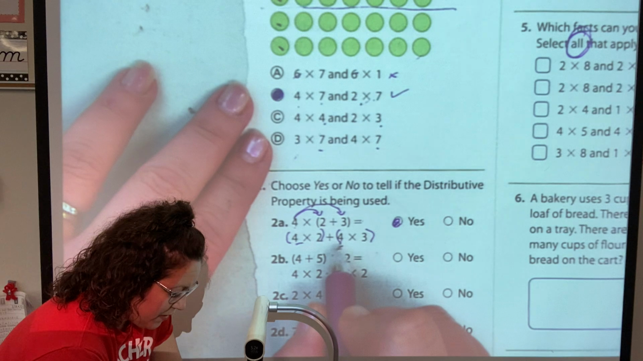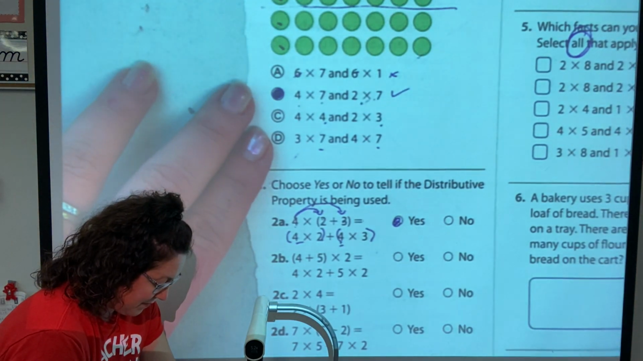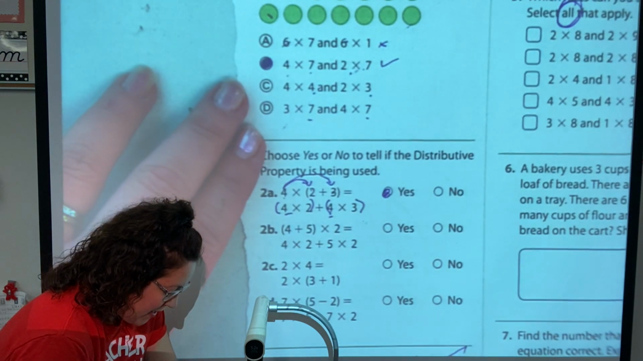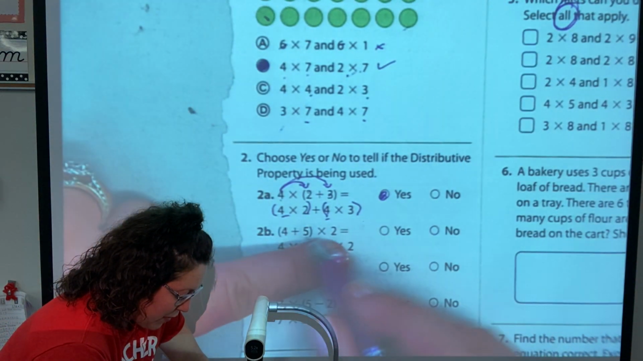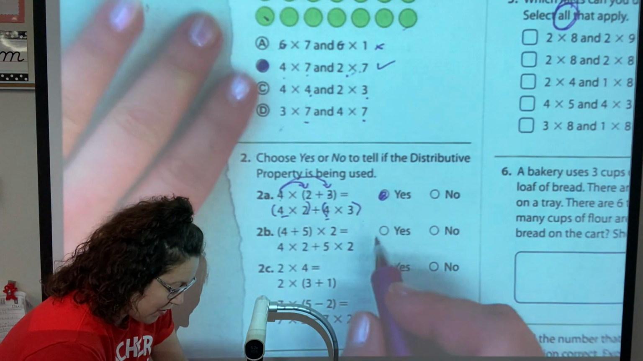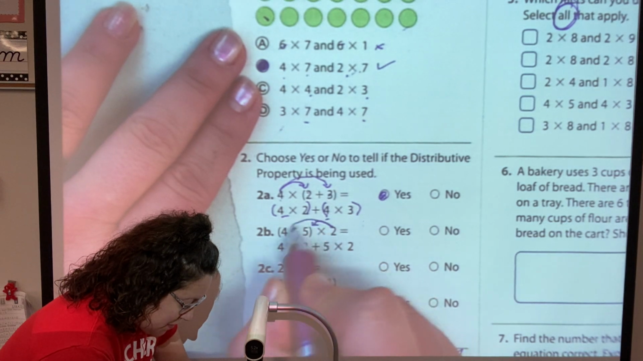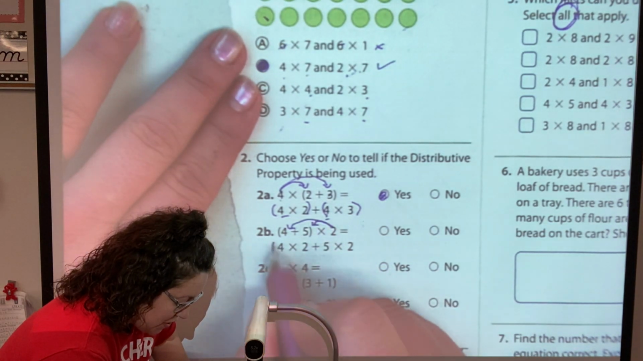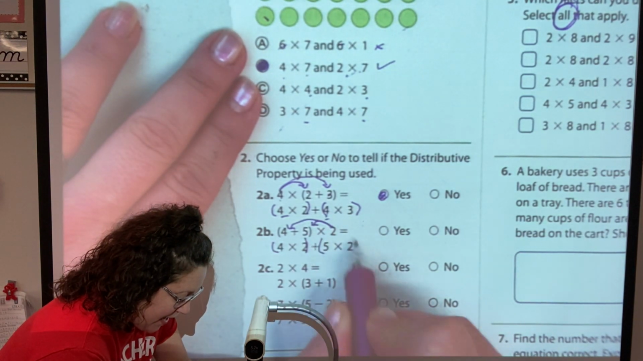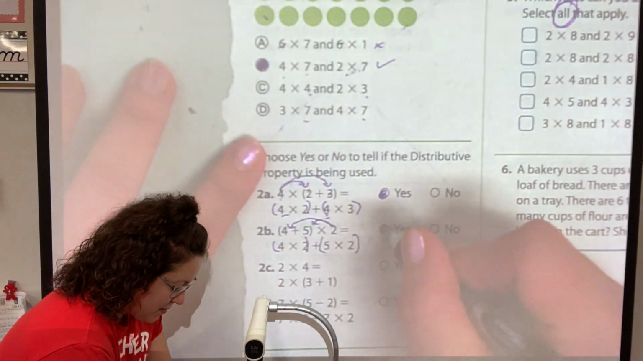Here is our 4, 4 times 2, and 4 times 3. So that's a yes. All right, let's look at B. 4 plus 5 times 2. The times is on the other side, that doesn't matter. So let's see. 2 times 5, 2 times 4. So 4 times 2, yep, I just did it backwards. And 5 times 2. So that's a yes.